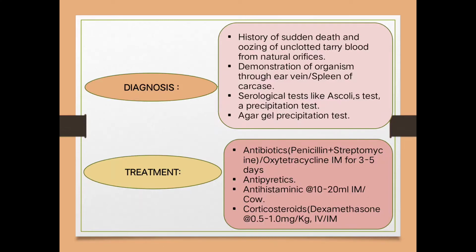And some anthrax spore vaccines are also available. And the major important point is that we can educate our rural mass regarding anthrax, so we will be able to prevent and control the disease in a more efficient way. This is about the anthrax disease.